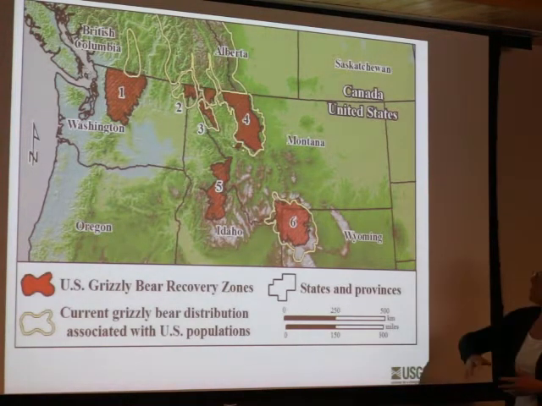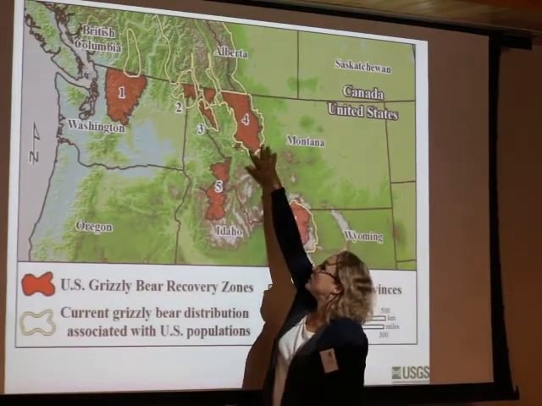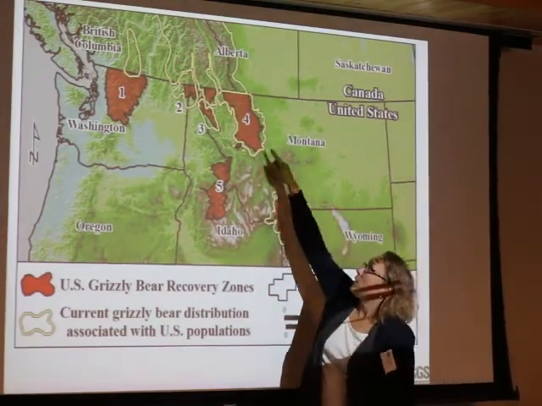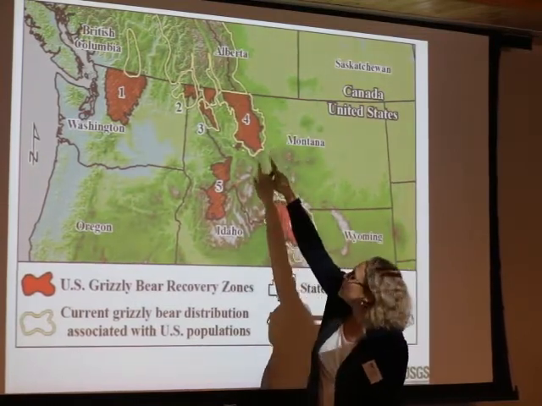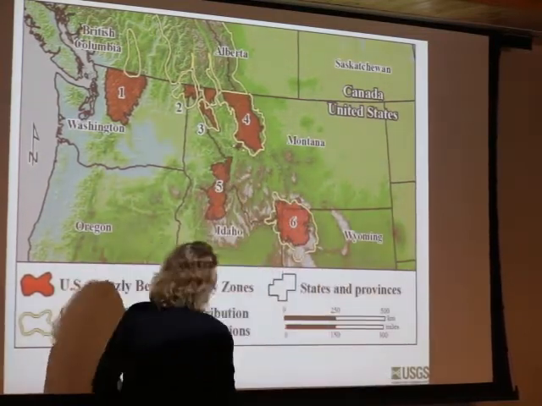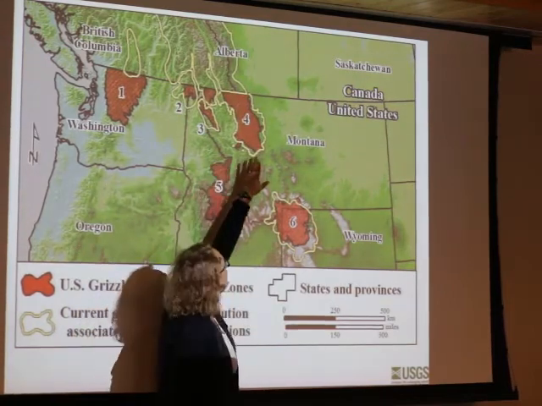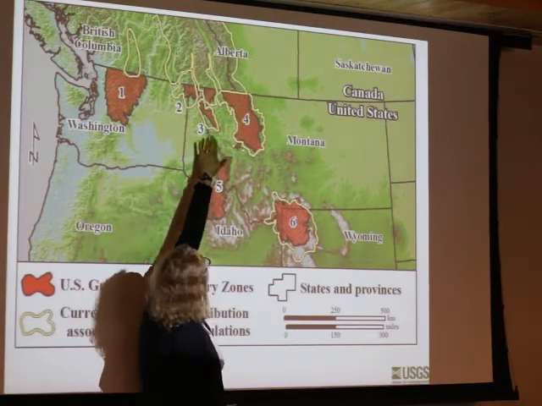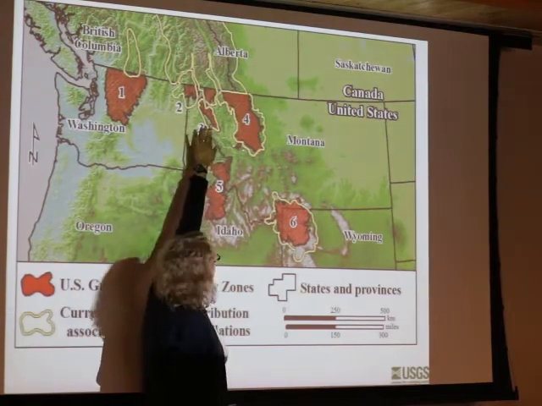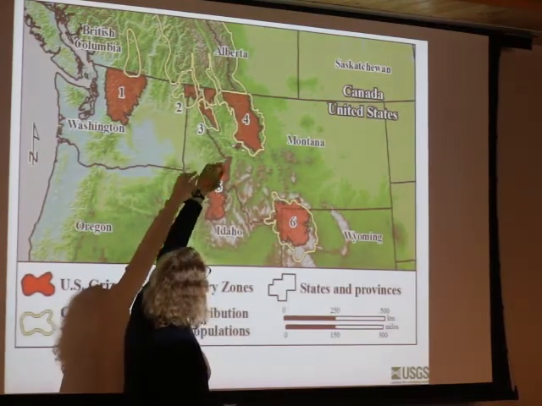So this is where we're at. Here's the Northern Continental Divide ecosystem. The red is the grizzly bear recovery area. The yellow is the distribution from 2004, I think. So I think Kate talked to you about this system. That's where the population estimate that she did was. And then she also talked to you about the Cabinet-Yaak, which is actually these two separate populations.